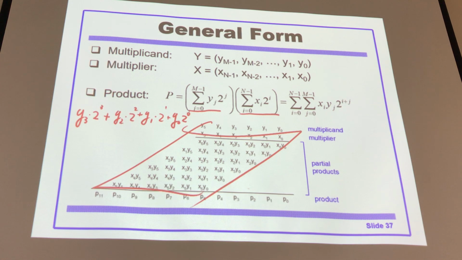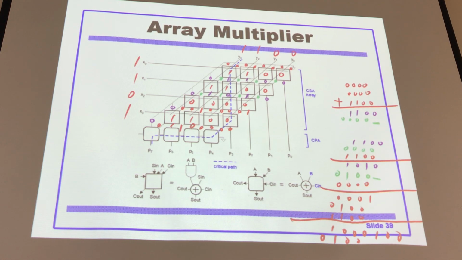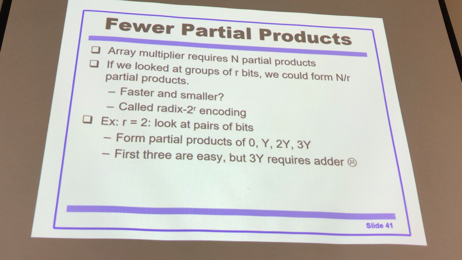Here's the design for, we are going to show that in a few minutes. Array multiply, the multiply design, requires n partial products. If you look at a group of R bits, here we are trying to look at 2 bits, but R can be 3 or more. But here, for example, R could be 2. Look at 2 bits at a time. We could form N divided by R partial products.